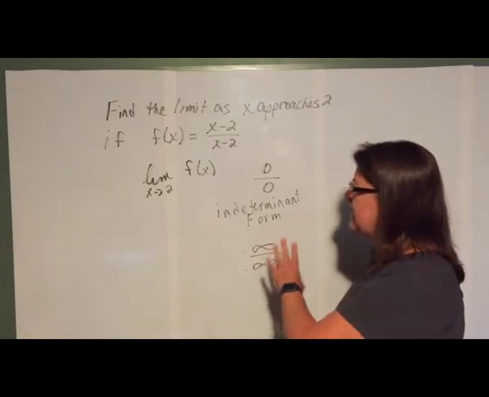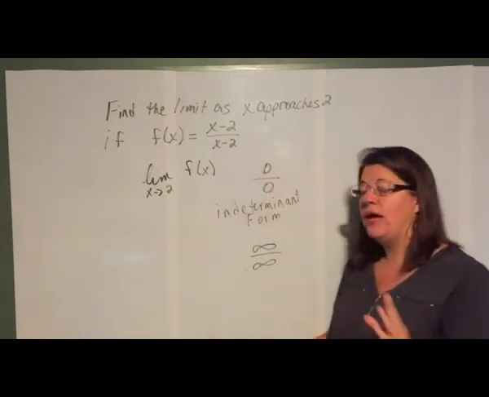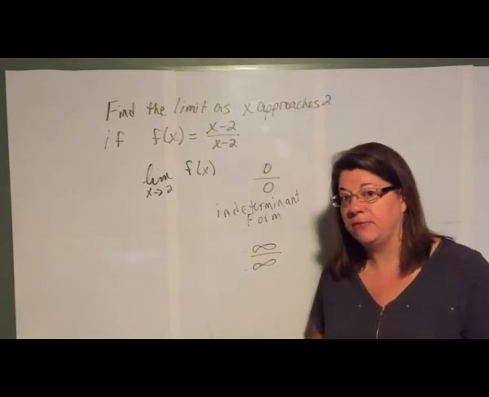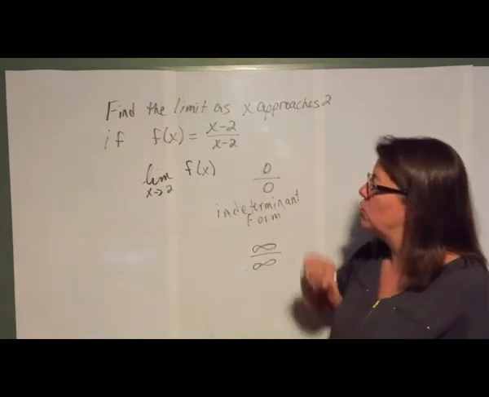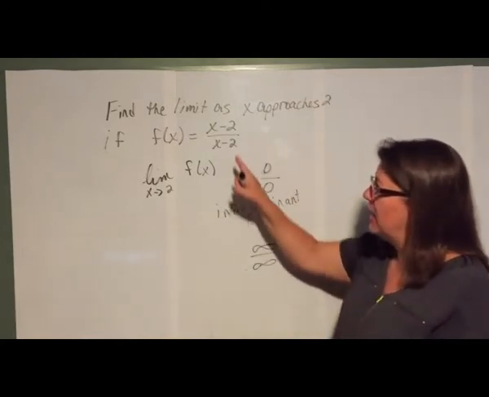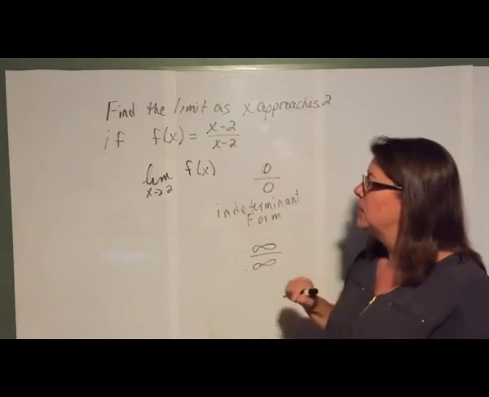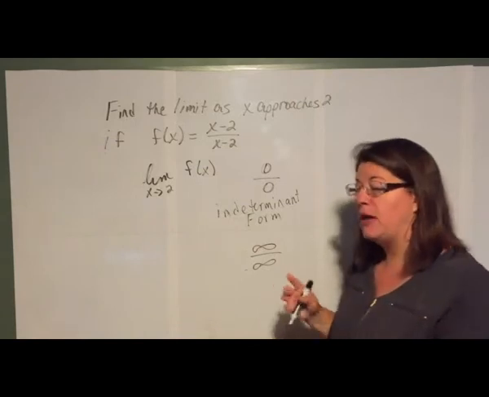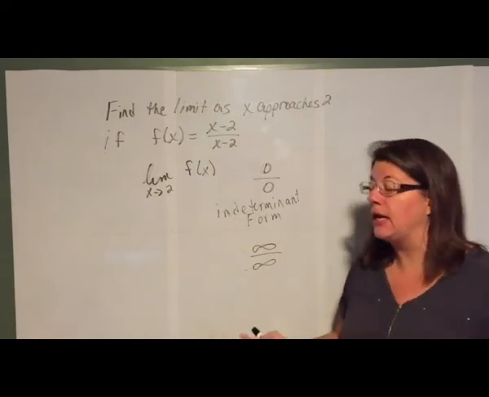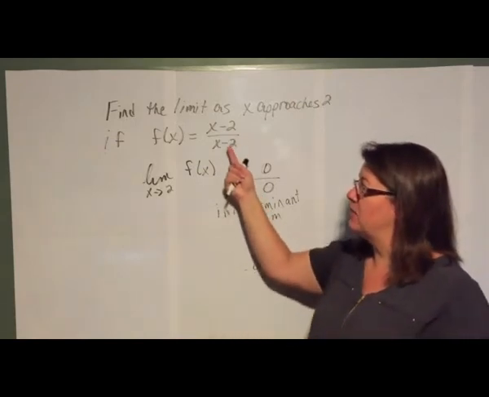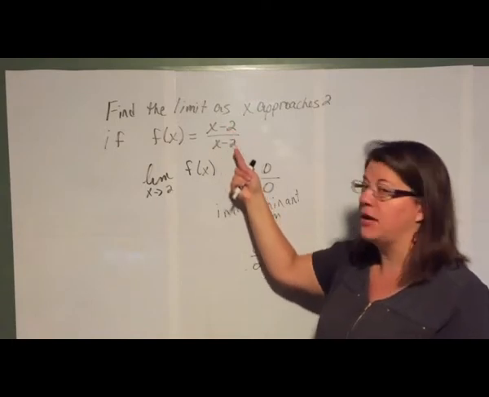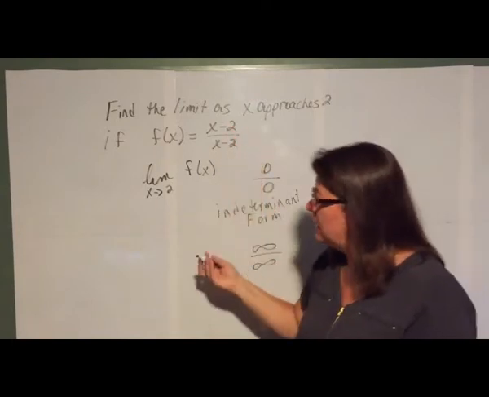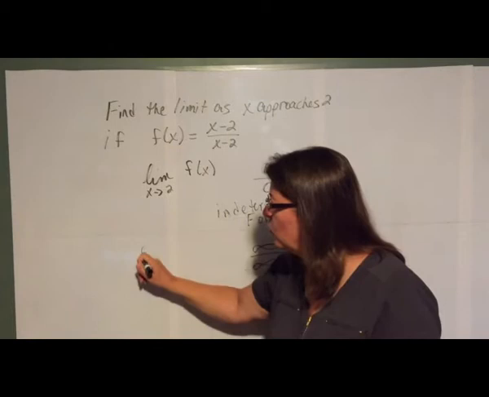So if we can't tell what happens when we plug in, we have to find another way to do this. Well, one way you could look at this and say, okay, if I look at this function, could it be simplified? Could I make it something simpler to maybe see what the answer would be? Well, the answer in this case is yes. If you've got the same thing on top as you do on the bottom, then isn't that going to be 1?